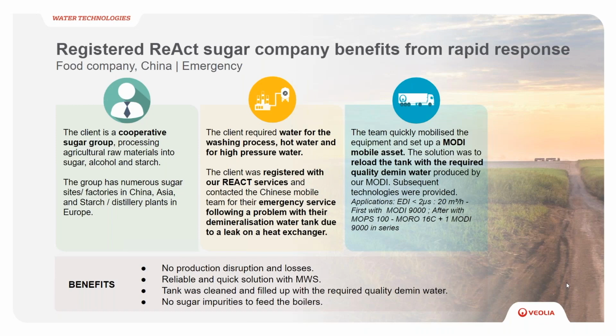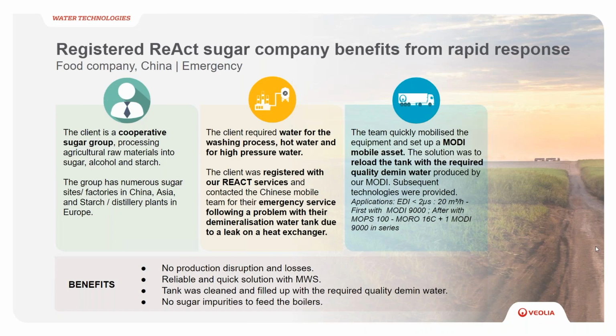Very big benefits to the customer in terms of not having any production disruption or losses. As I mentioned before, a very reliable and quick solution. When customers know that Veolia has such a solution, they sometimes rely a lot on it and say, no problem, we have Veolia anytime we want their trucks. The tank was cleaned and filled up with the required quality. What was very important for them is to have clean water in the boilers and no impurity in the demin water, because as you know, if the water in the boiler is not clean enough, you might have corrosion, very high chloride, and massive issues creating leaks in the boilers.